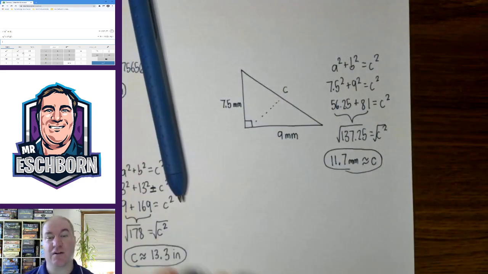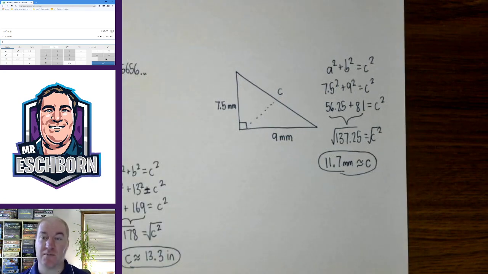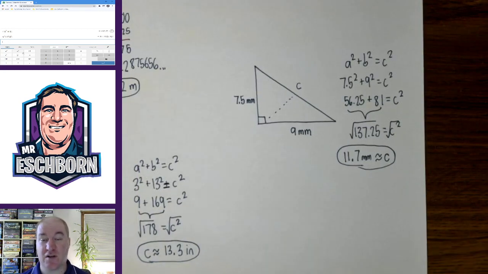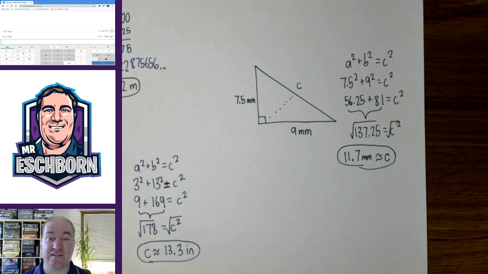So just like we were doing earlier with Pythagorean theorem, you're missing a side, but now these questions might have side lengths that are decimals. You'll have to do a little bit of rounding, and you'll have to use your calculator to do the square roots.